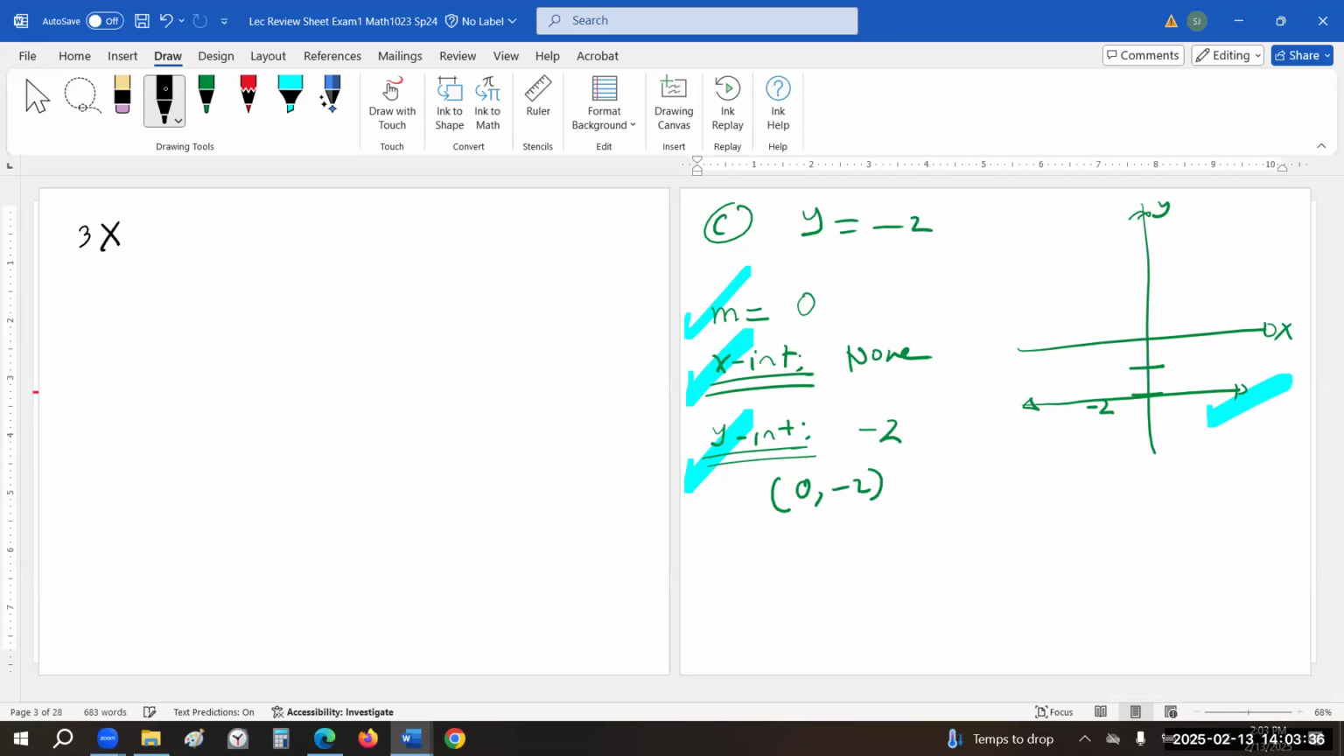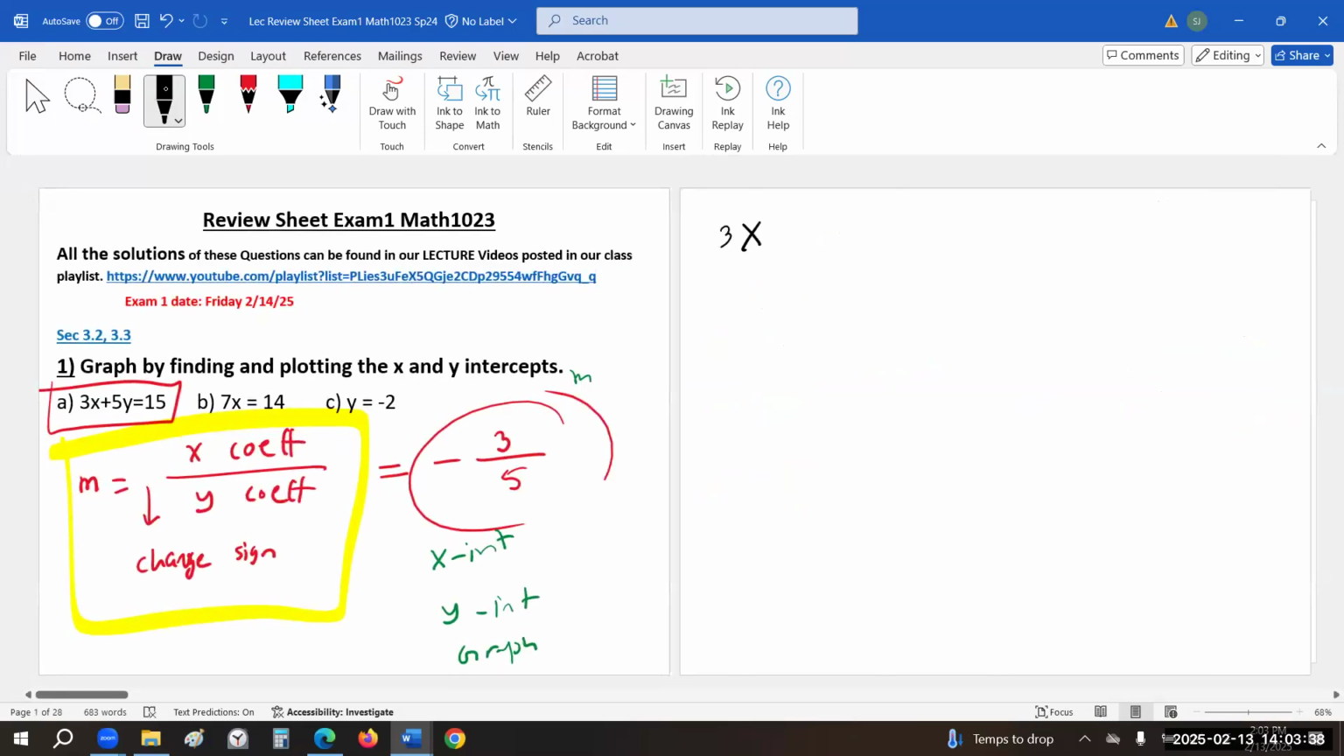So we have 3x plus 5y equals 15. Now here you have to find all four: slope, x-intercept, y-intercept, and the graph. For the slope, either solve for y, so y equals mx plus b, that's the slope, or you can do the shortcut. If you do the shortcut, make sure you show me the shortcut. It's the x term over the y term, then change the sign.